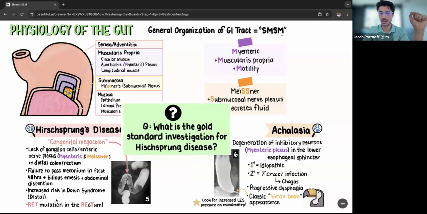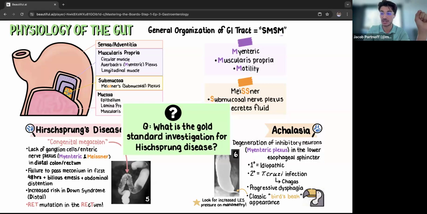One other thing I wanted to bring up, guys, is look out for this RET mutation, and there's two. Remember, RET is a proto-oncogene, right? It's a receptor tyrosine kinase that's constitutively activated. And there's two high yield associations with the RET. One is Hirschsprung's, and the second is your MEN2, right?